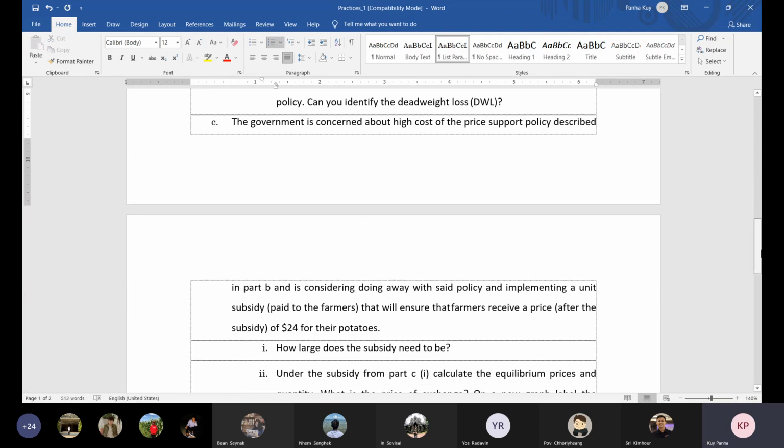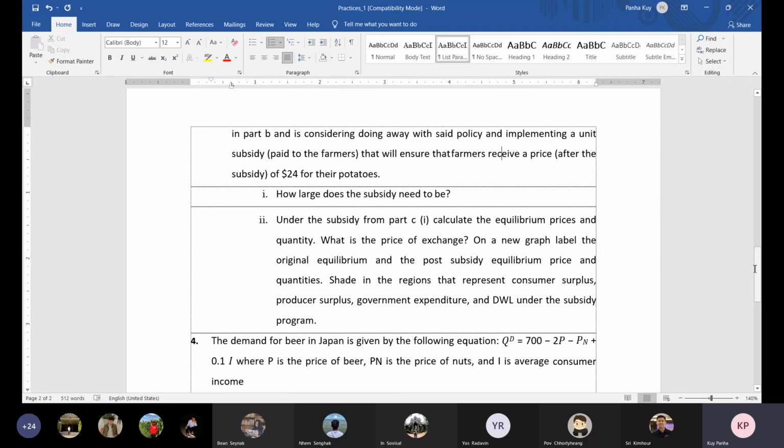Let us see, the government is concerned about the high cost of the price support policy described in part 2, and is considering doing away with that policy and implementing a unit subsidy paid to the farmer, so that the farmer receives a price after the subsidy of $24 for the potatoes. How large does the subsidy need to be? Under this, you need to calculate this. You also need to graph it, and also identify the areas of consumer surplus and producer surplus for the same. Maybe I can add this one as number 2 for you. And then this one is number 3.